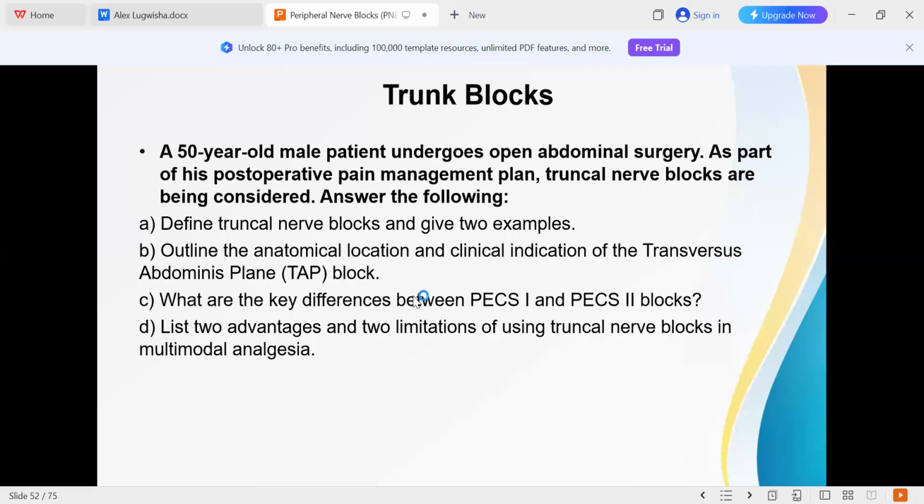Okay, so a trunk nerve block, just from the word trunk, is usually a nerve block that doesn't target a specific nerve, rather it targets a group of nerves. They are usually used for postoperative analgesia or sometimes surgical anesthesia. The main thing is that they do not target an individual nerve; they target a nerve plexus or a group of nerves to cover a broad area in the chest or the abdomen.